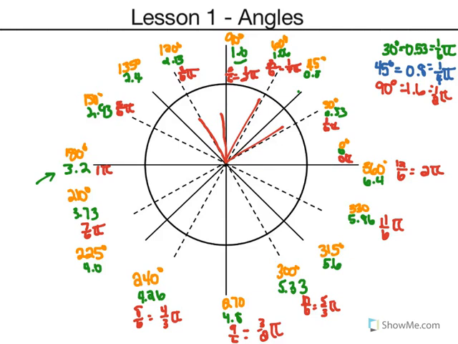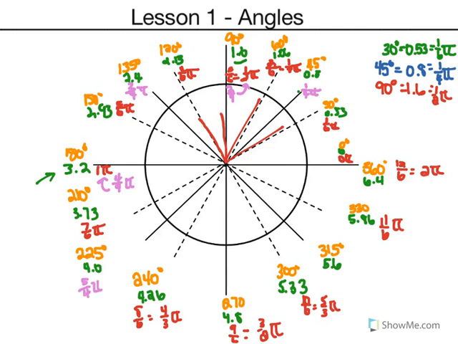So for 45s, this is 1/4 pi. This would be 2/4 pi, which is 1/2 pi. This would be 3/4 pi, and this would be 4/4 pi, which is 1 pi. This would be 5/4 pi.